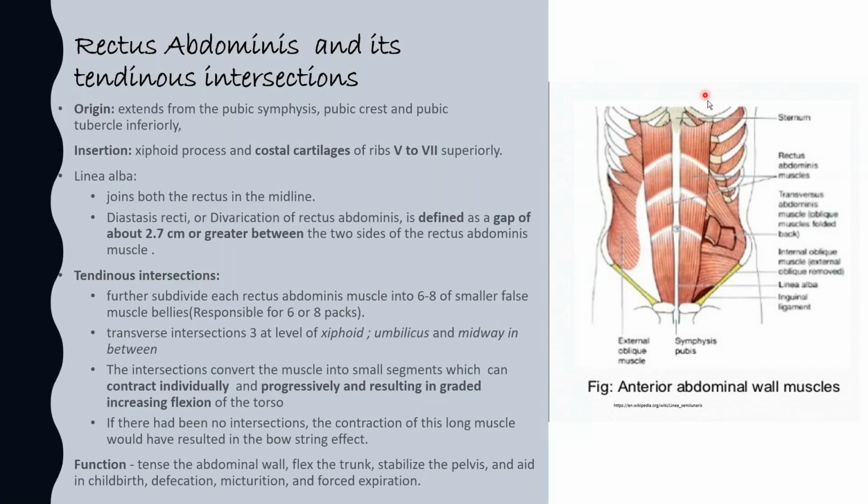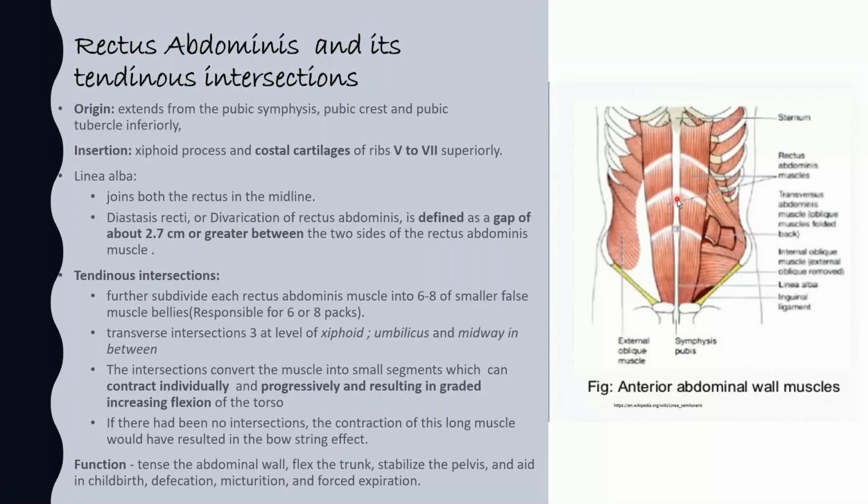So remember, the reason why the intersections are there: any long muscle, when it contracts, would contract like a bow. With a single origin and single insertion, contraction would cave in like a concavity. But if you have different intersections, each of them is going to contract separately, so it's not going to have a bowstring effect. It will give the desired strengthening effect, right? So 6 to 8 smaller muscle bellies are there, and they contract individually, progressively, resulting in graded increasing flexion of the torso.